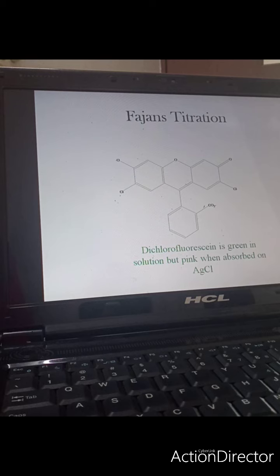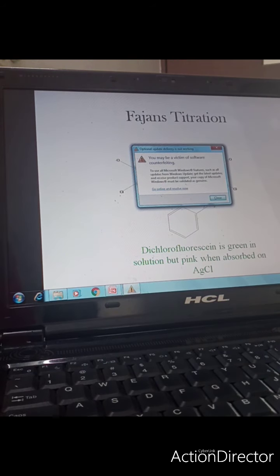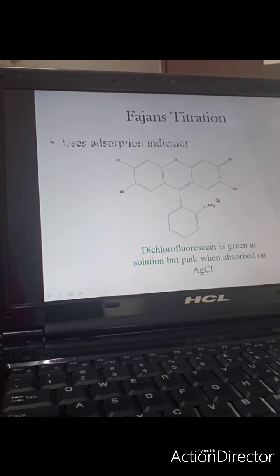Next titration is Fajans titration. Actually that is based on adsorption, in which for example dichlorofluorescein, which is actually green in solution, shows a pink color when it is adsorbed on AgCl. So this principle will be taken into account while performing the titration. So this is basically the adsorption indicator, you will say.